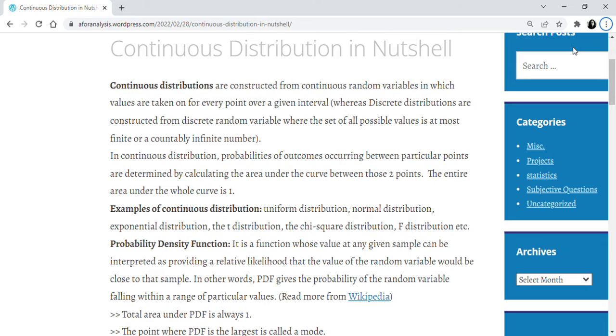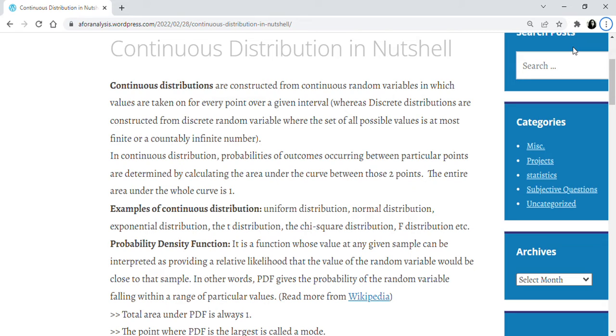In our fourth episode, we talked about different kinds of discrete distributions in a nutshell, and today we will be discussing continuous distributions. Now, what is a continuous distribution? A continuous distribution is the same as a discrete distribution. The only difference is that this distribution is constructed from a continuous random variable.